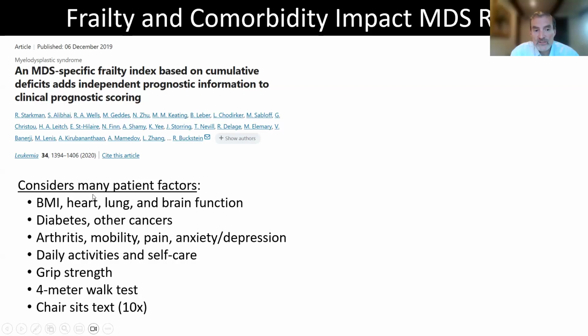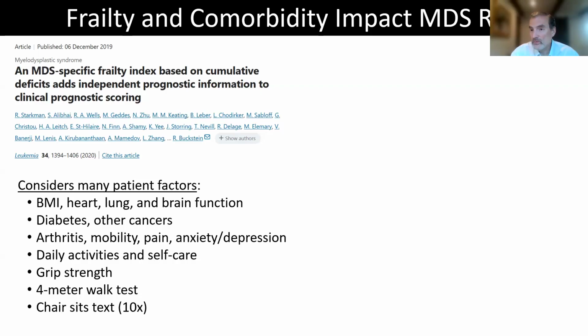And this tool considers many patient factors and considers their weight, their heart, lung, and brain function, whether they have diabetes, what is their mobility like? Do they have anxiety or depression? How are they about doing their daily activities and their self-care?